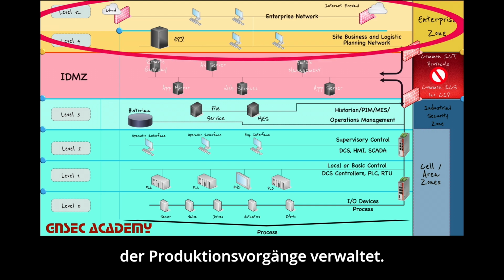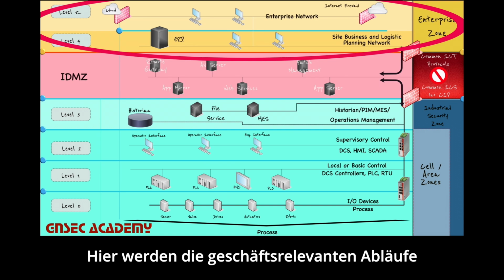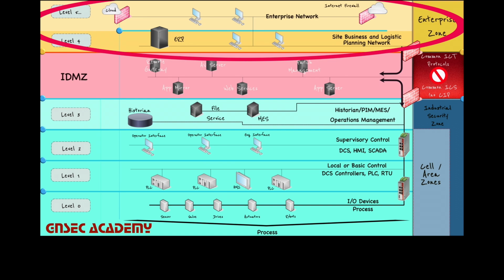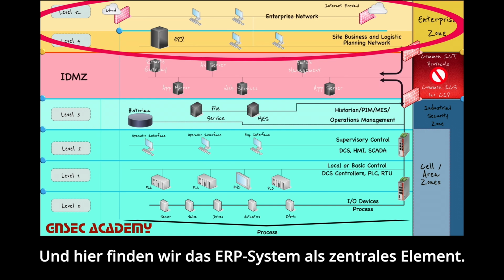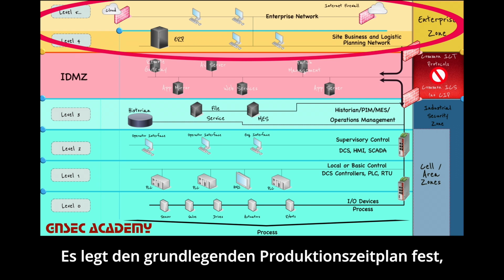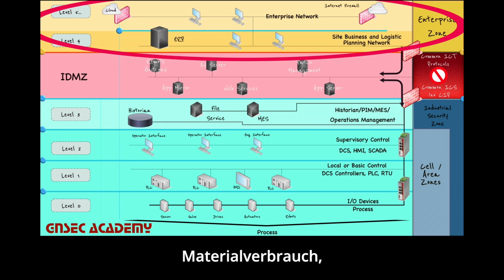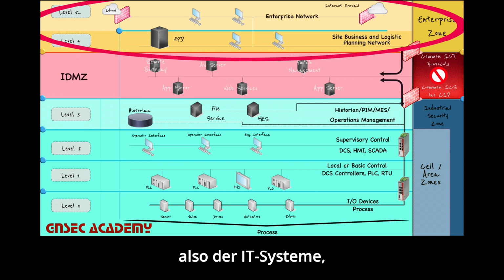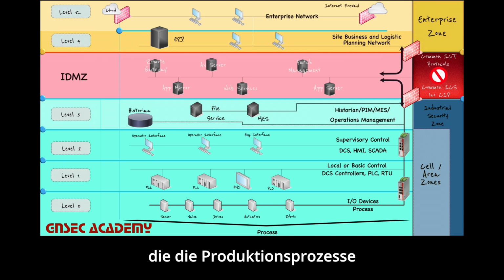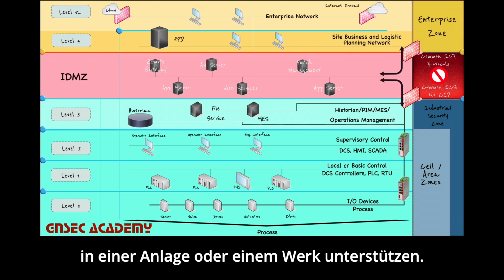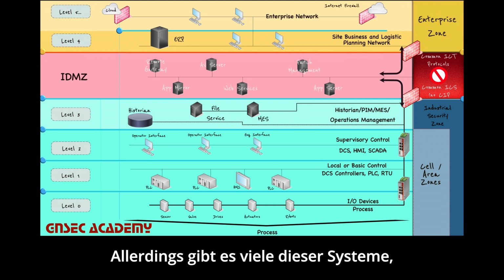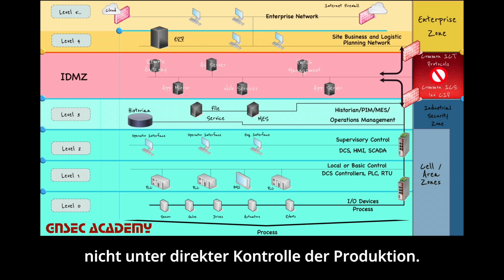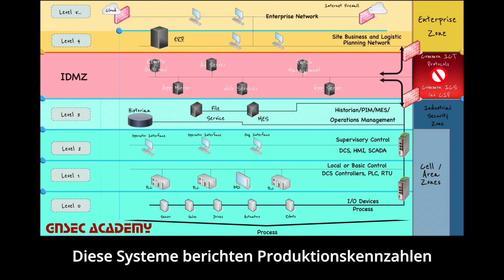Okay, and finally we have level 4. This is the business logistics systems, managing the business-related activities of the manufacturing operations. And here's ERP, the primary system. It establishes the basic plant production schedule, material use, shipping, and inventory levels. Level 4 is home to all the information technology, the IT systems that support the production process in a plant or facility. However, there are a lot of systems, and they are not under control of the plant.